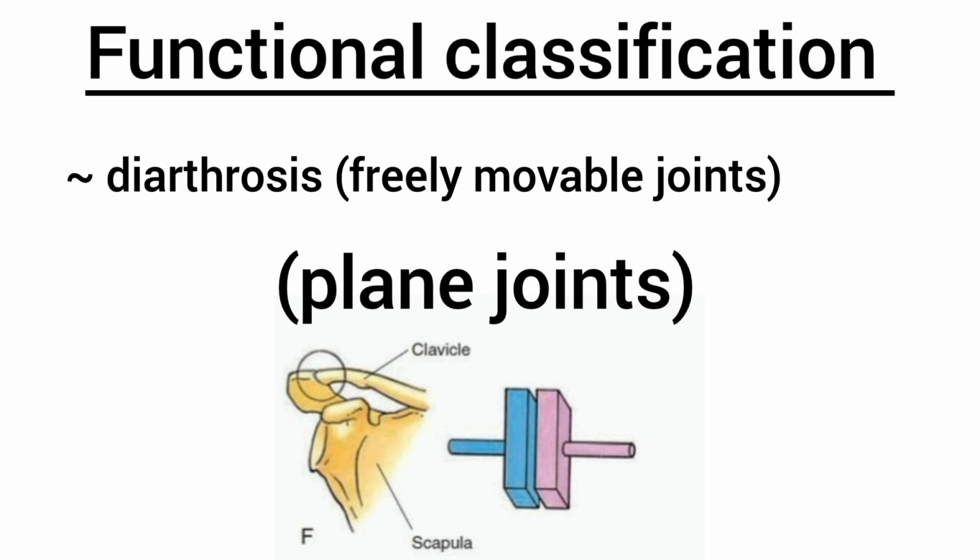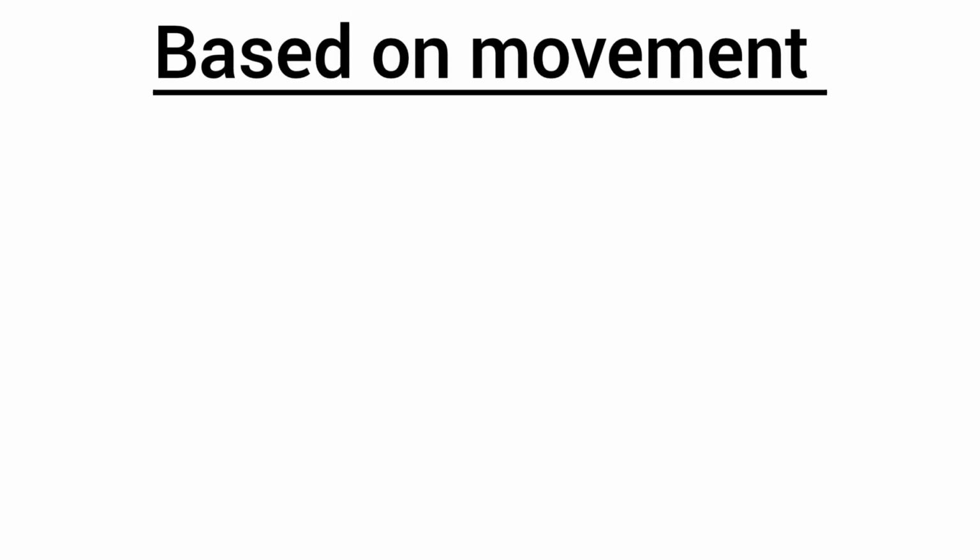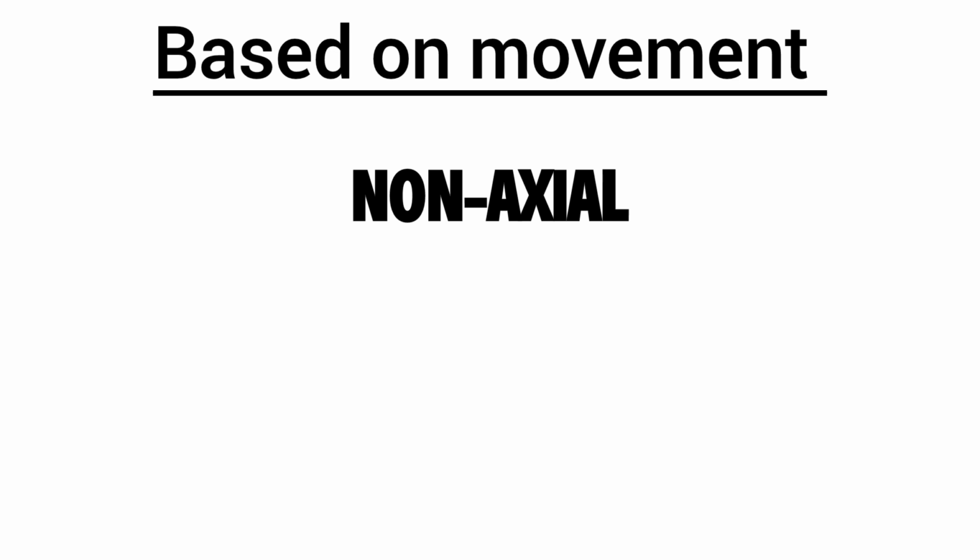Now, another classification of joints is based on their movement. So joints can also be classified based on their range and type of movement. The first one is non-axial. They are gliding movements and without rotation. Examples are the plane joints.